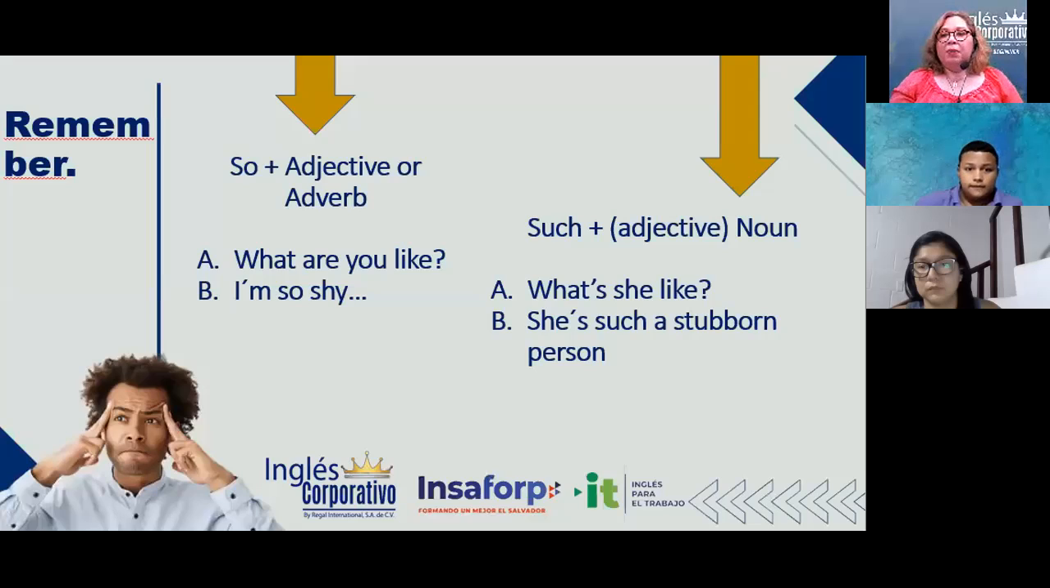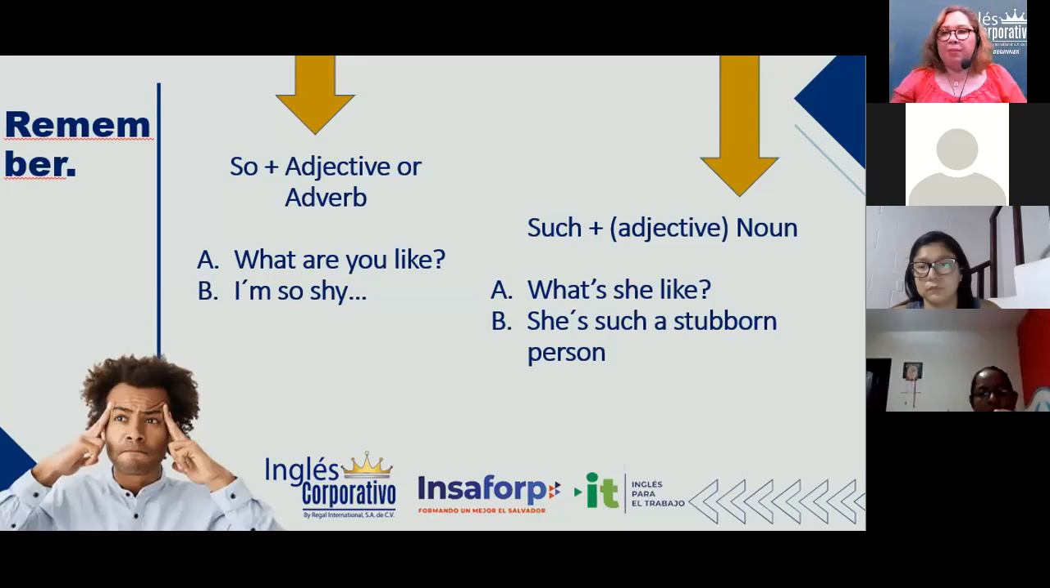So here we go. Okay, people. When do we use so, and when do we use such? What does this word so mean? And what does such mean? Let's remember, we have two words to emphasize the qualities or the qualifications of something. It could be a person, an animal, or a thing, okay? Whatever you were saying about something, someone, or an animal can be emphasized saying so and such.